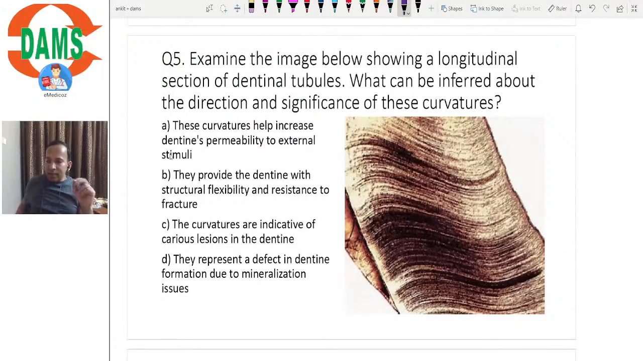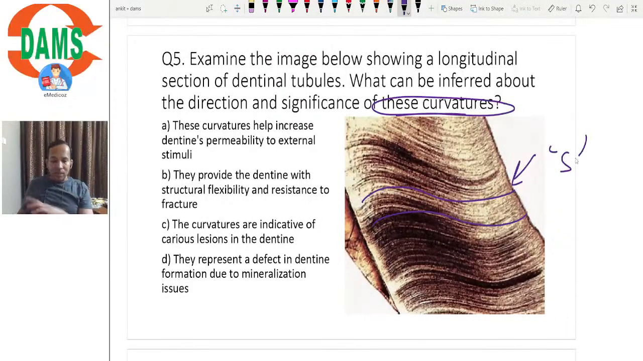Next question, examine the image below showing a longitudinal section of dentinal tubules. So these are all dentinal tubules, right? These are all dentinal tubules. What can be inferred about the direction and significance of these curvatures? So what is the significance of these curvatures, this S-shaped curvature? Option A, these curvatures help increase dentine's permeability to external stimuli.